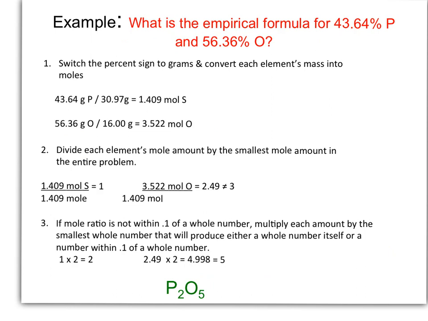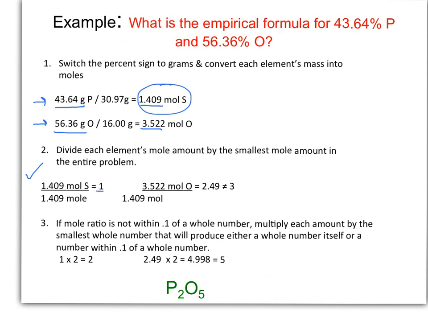Let's do another one. What is the empirical formula for 43.64% phosphorus and 56.36% oxygen? Once again, the first thing we're going to do is switch our percent sign to grams. We're then going to divide each element by its molar mass to get its mole amount. Notice that both of these have 4 sig figs, and so my answers go to 4 sig figs. I have to divide by the smallest number, which between these two will be 1.409, and you can see that happening in the second step right here.